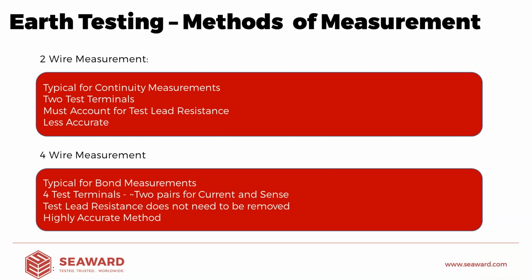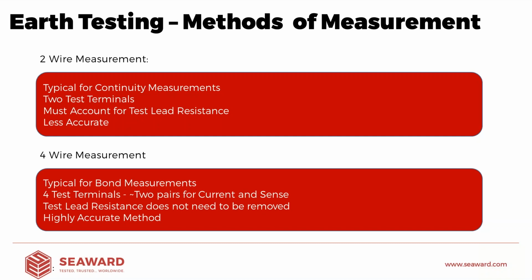It generally consists of 2 test terminals. You just plug 2 plugs into your tester, and that's your 2 test points. What that does is it also includes the test lead resistance. We'll talk in a second about how the test lead resistance plays a factor in this measurement. Ultimately, a 2-wire measurement is less accurate.